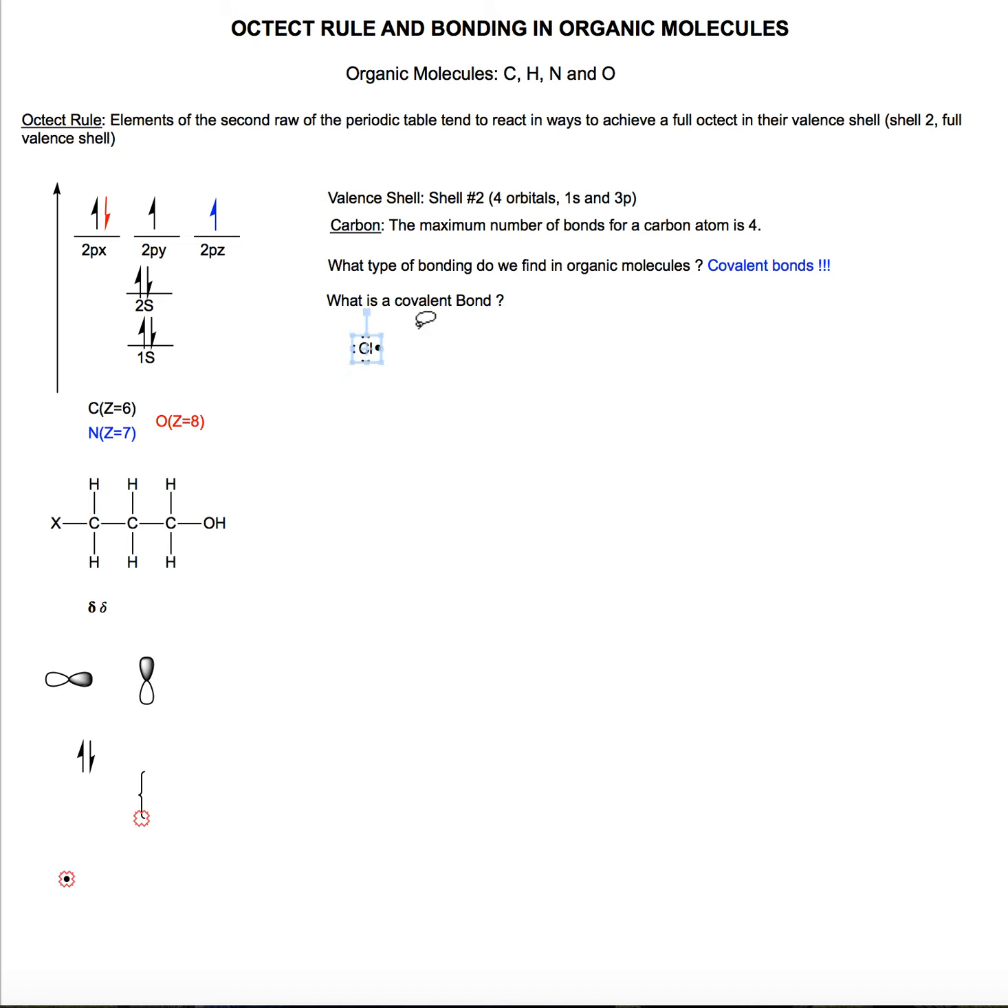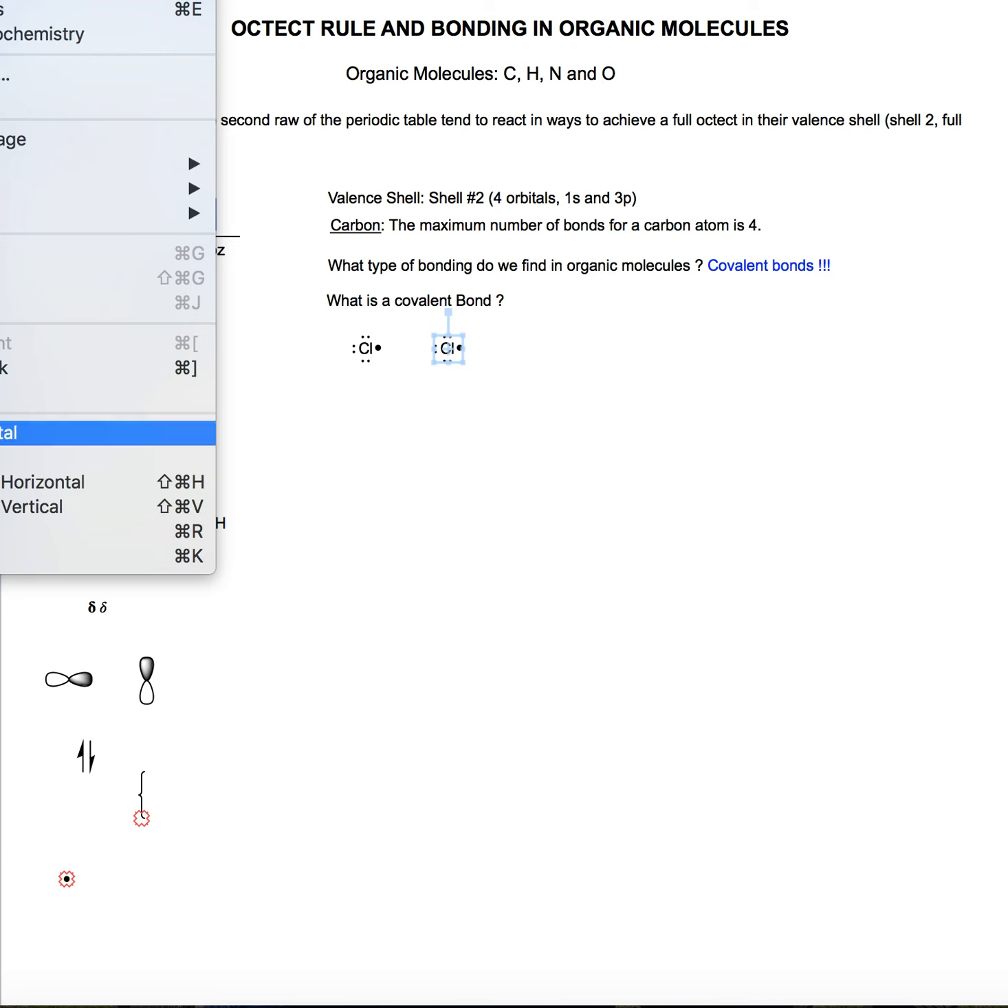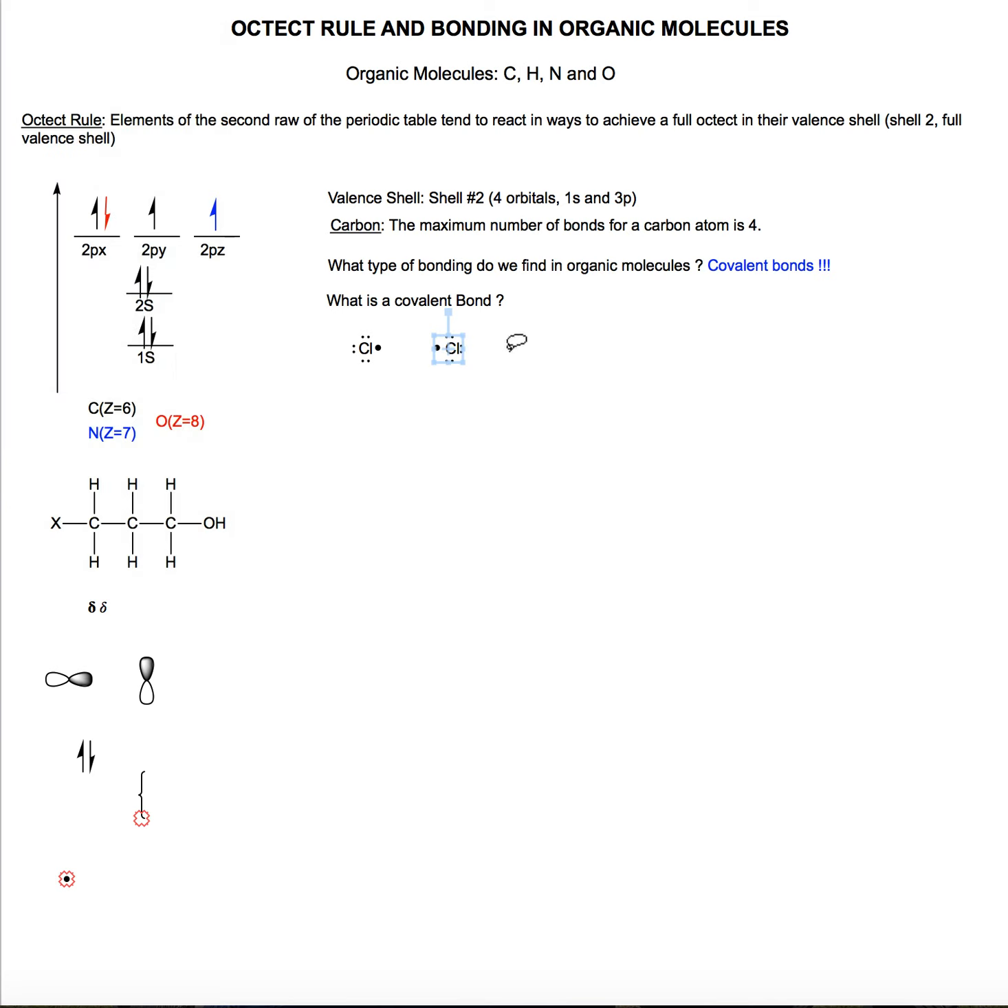Okay, so if I react 2 chlorine atoms, what's going to happen is each chlorine atom has 7 electrons in the valence shell. So the way for the chlorine atom to react would be to complete, once again, 8 electrons in the valence shell. To complete 8, it will need to add 1. So both atoms are in the same scenario. They need to add 1 electron to complete 8.